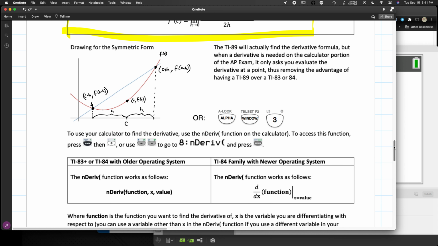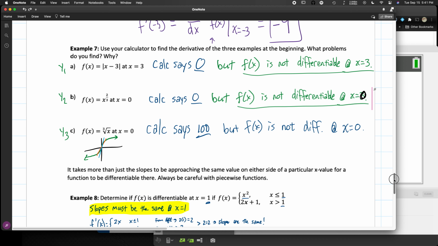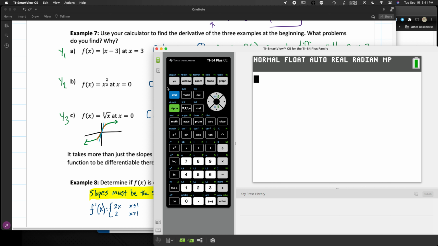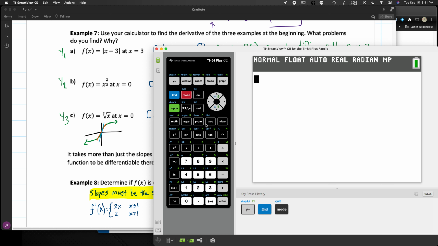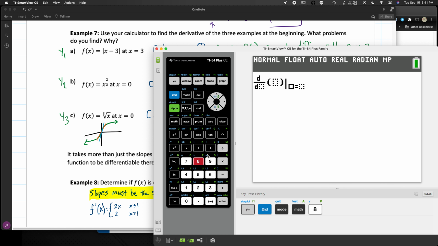So let's look at those same 3 functions in our calculator. All right, for the first one, again, button presses. In these examples, I've taken the time to put each function into y1, y2, and y3 just to make it go a little quicker, so that we can just call on those functions. So again, we can press math 8 to get to nDeriv. And we want to take the derivative with respect to x. And I put that function into y1. So I'm going to press alpha trace, call on y1, and our x value is 3.